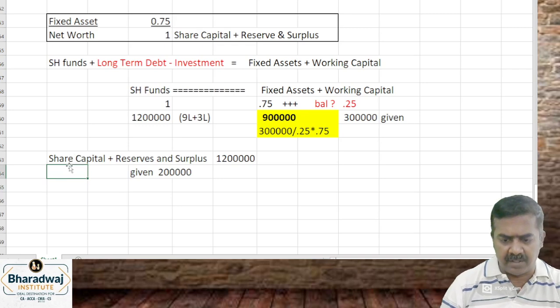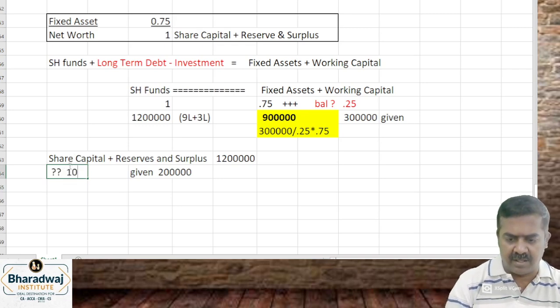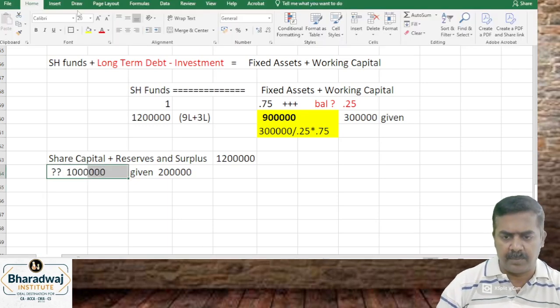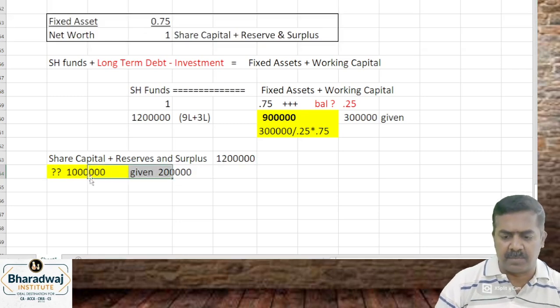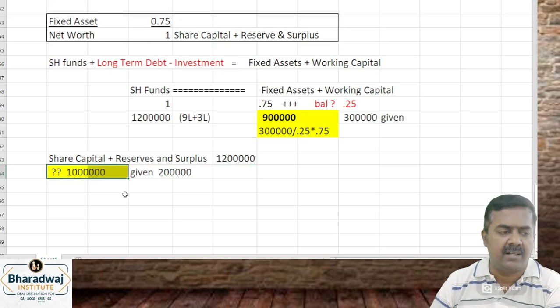அப்போ share capital will be how much? 10 lakhs. Share capital will be 10 lakhs. Total 12 lakhs. Reserves and surplus கொடுத்திருக்காங்க. அப்போ share capital will be 10 lakhs.